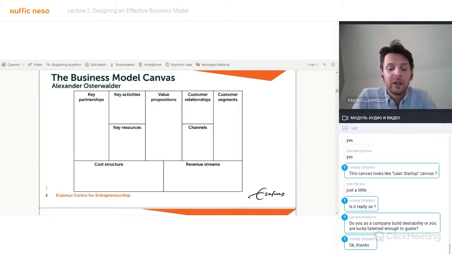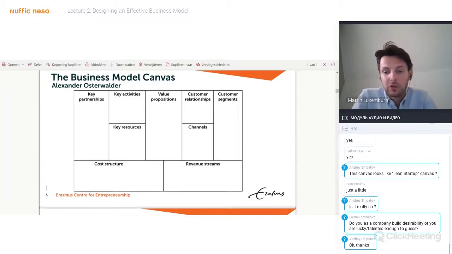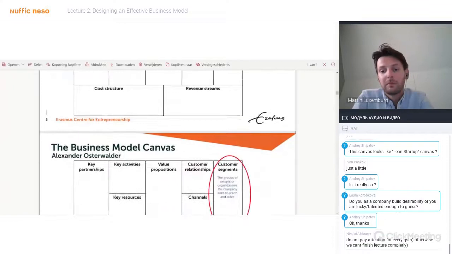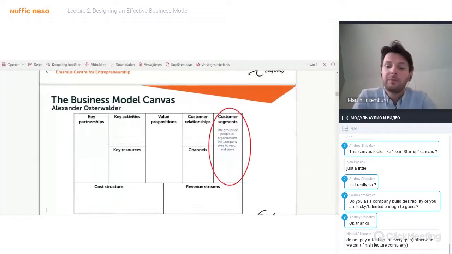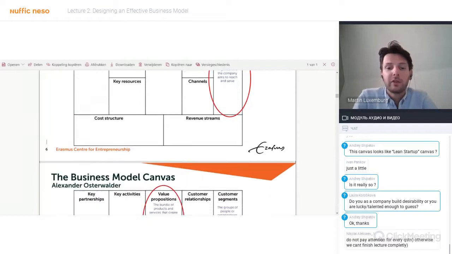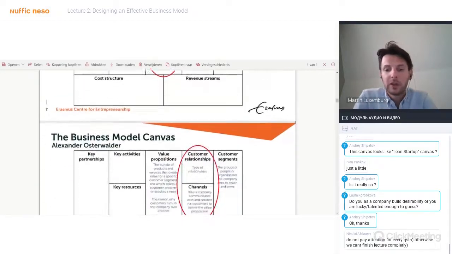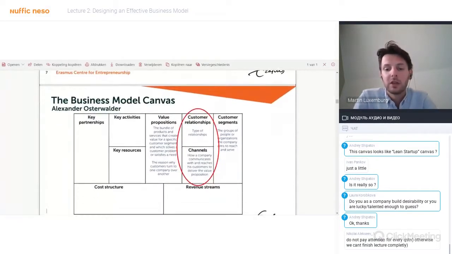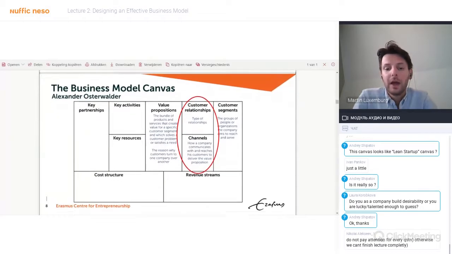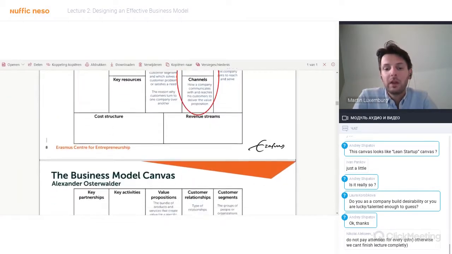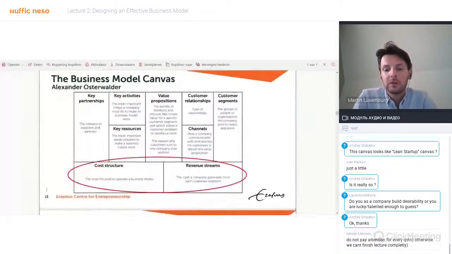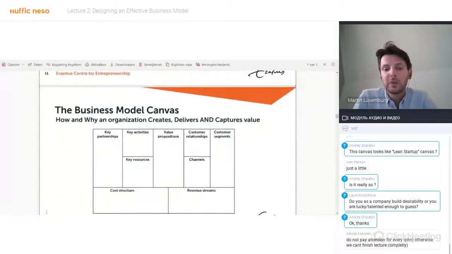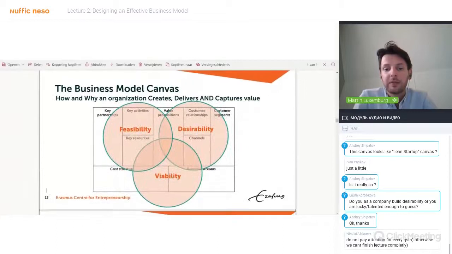On the left-hand side, the customer side, is: who are the customers? How are you delivering it? On the other hand is the value proposition. I will go through this quickly because a lot of people already know the model, and I will dive into the other part, which is more interesting, I would say.